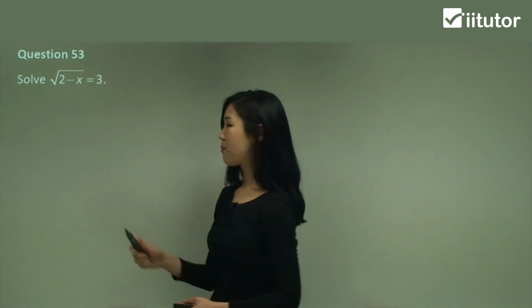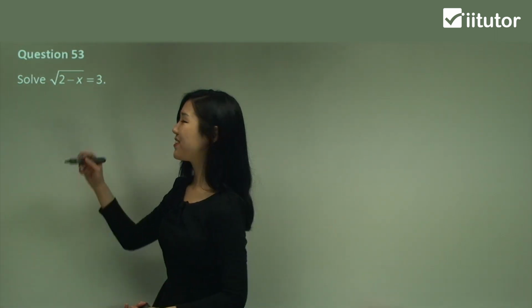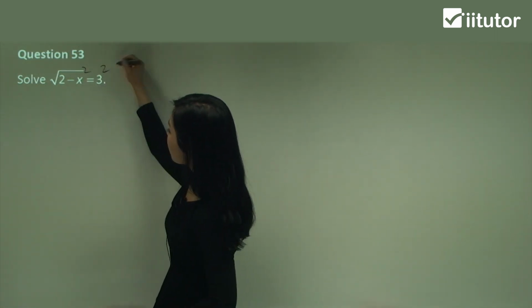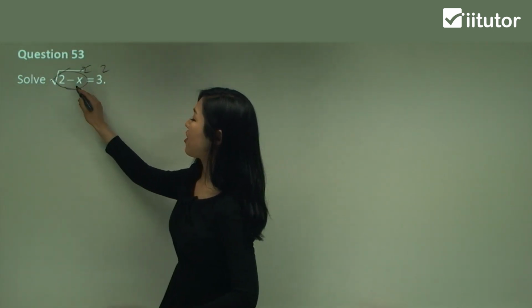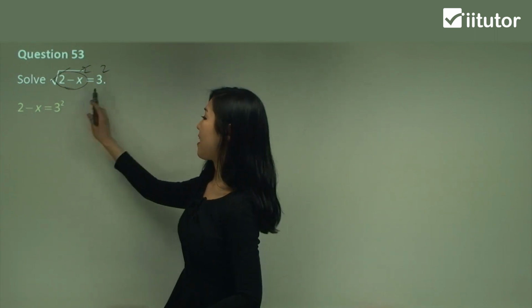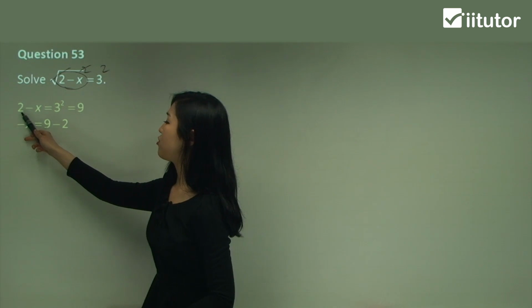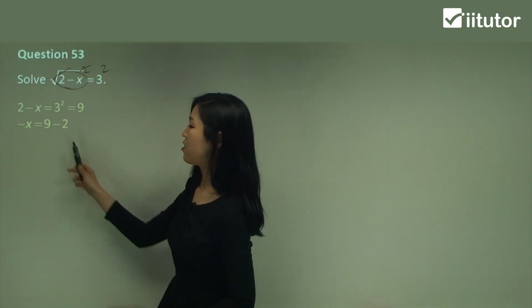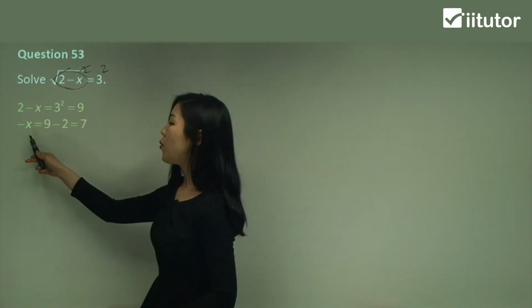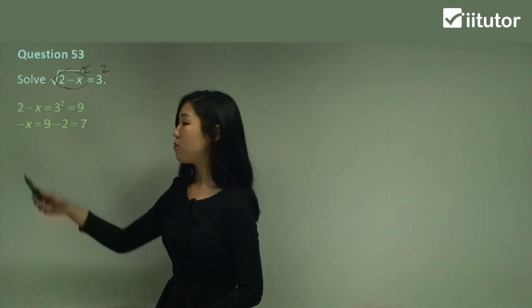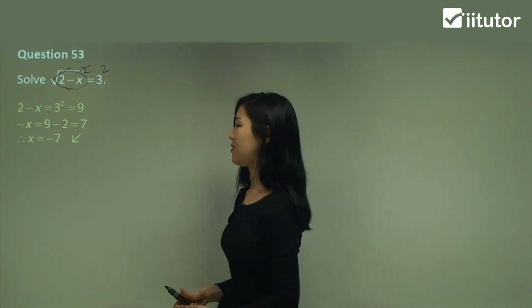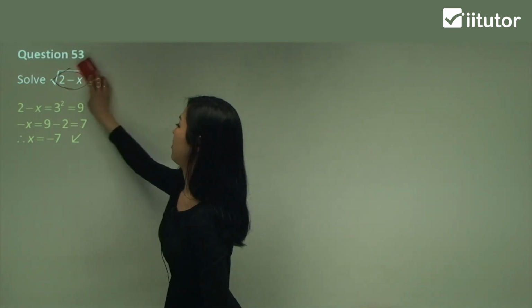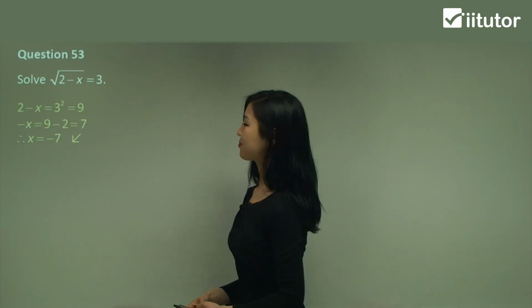Again, what's inside the square root? We're square rooting, so I'm going to square both sides. The square root and the square cancel. So on my left hand side, I just have 2 minus x. And here I have 3 squared, which is 9. Now I'm going to move the 2 over to the other side by subtracting it, which makes it 7. Now I don't want negative x, I want x. So move the negative over to the other side, which makes negative 7. So x is negative 7.